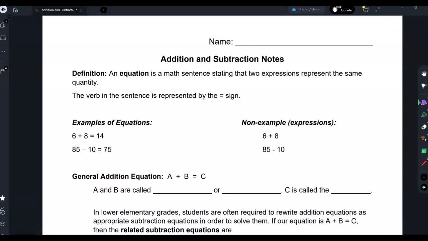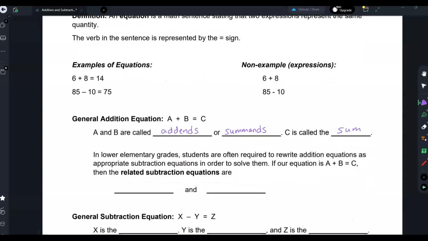So our general addition equation would look something like this. Technically, you could also write that as C equals A plus B. When we do this, the two things that we are adding together, there is a name for those, and they are called addends. So both A and B are addends, or they're sometimes also referred to as summends. And then the answer to an addition problem is called the sum. So if you're asked to find the sum, then you're asked to find the answer.